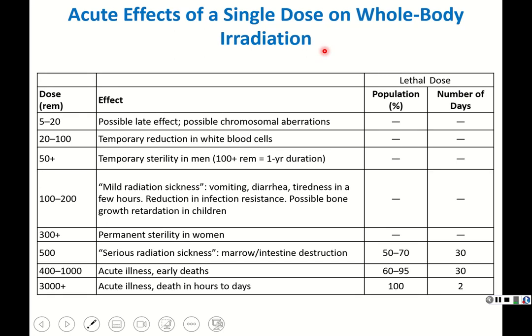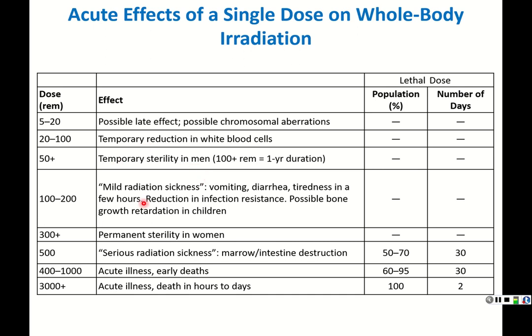This figure or table here shows the effects of a single dose on the whole body. If you have a small dose like 5 to 20 rem, possible late effect, possible chromosomal aberrations in the DNA. 20 to 100, now you get temporary reduction in white blood cells. 50 plus rem dose, it causes temporary sterility in men. Okay?